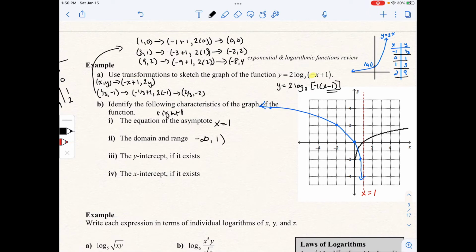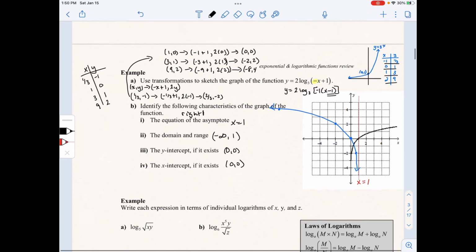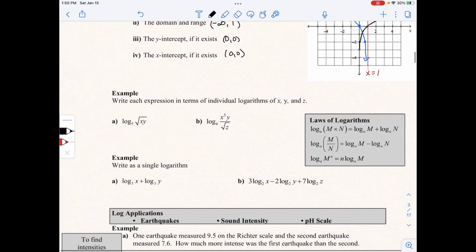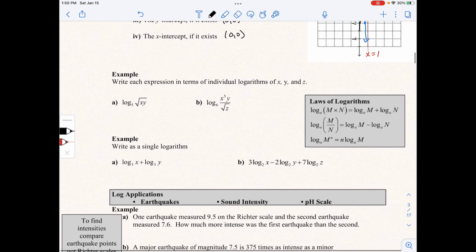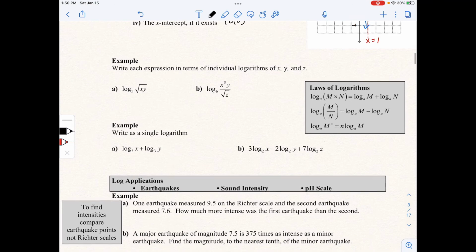Oops, and of course those are both round brackets. The y-intercept is of course at 0, 0, and there's an x-intercept at 0, 0. So we've just transformed that function. All right, let's move down to the next question.